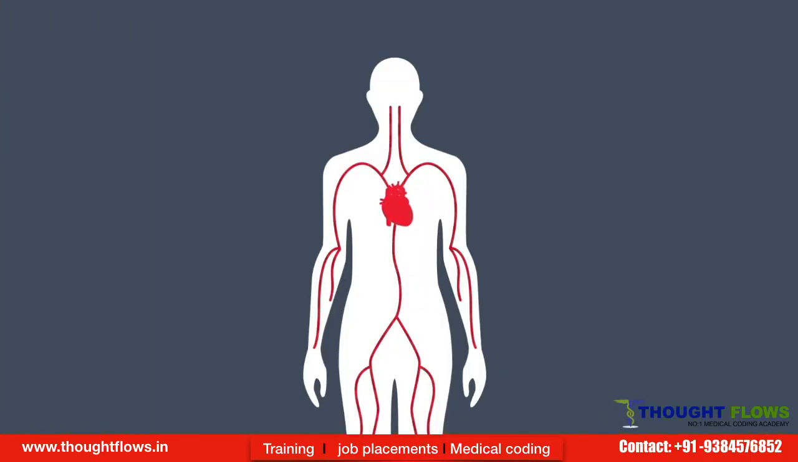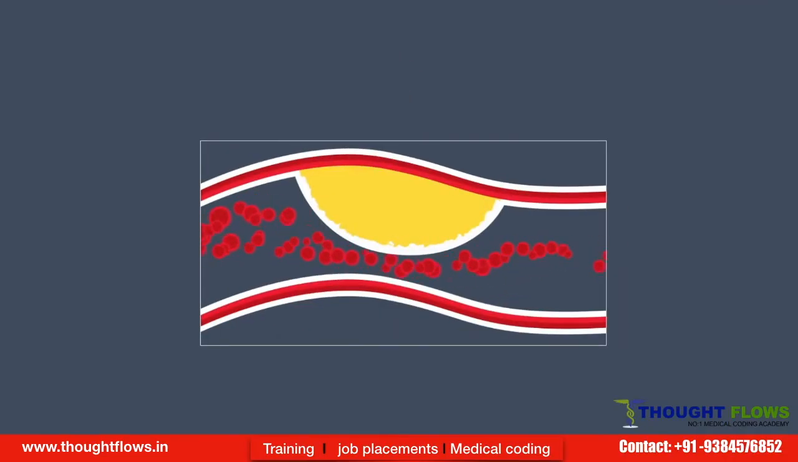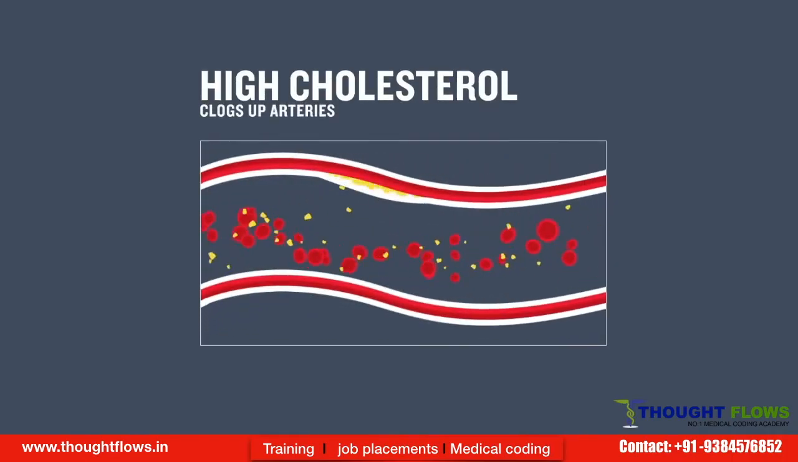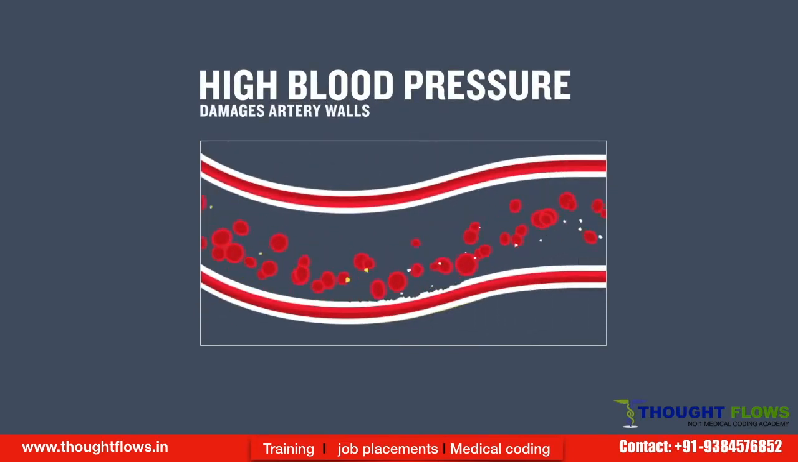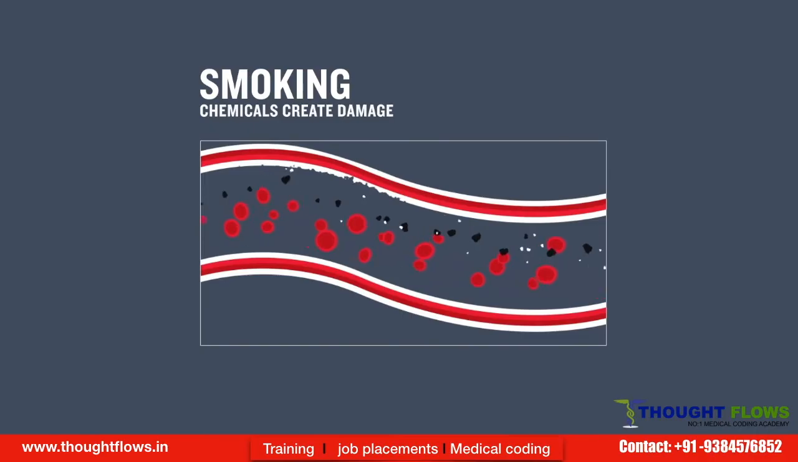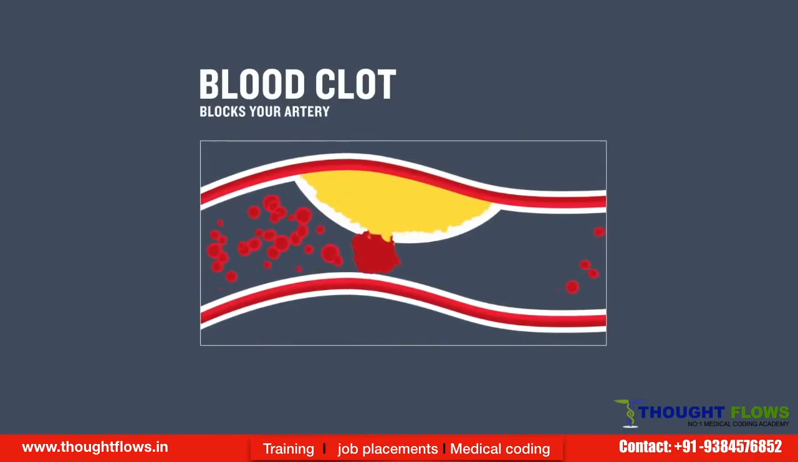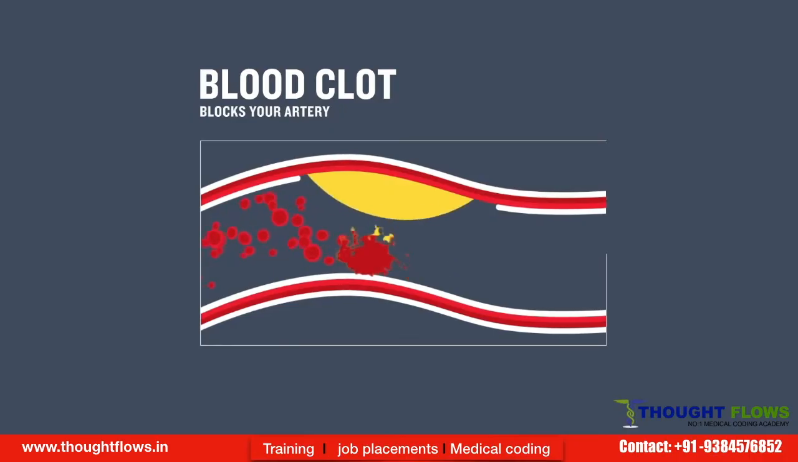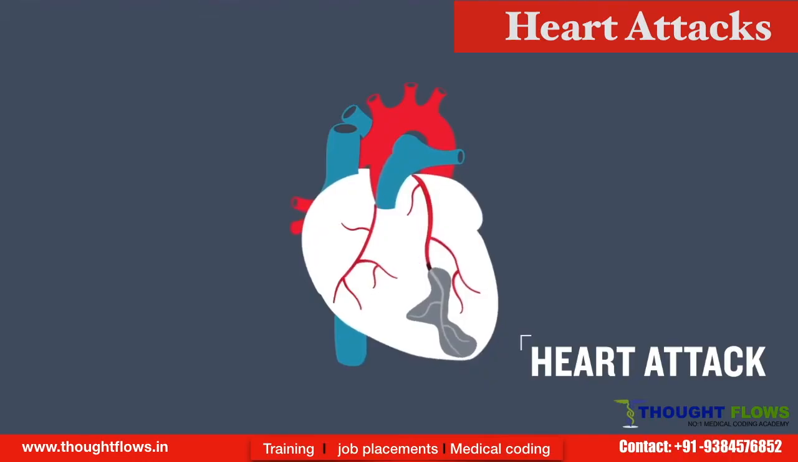Most cardiovascular diseases are caused by blockages or narrowing of coronary arteries. High cholesterol forms fat or plaque inside the arteries. High blood pressure, normally called hypertension, damages the arterial walls and blocks the flow of blood. Even smoking releases chemicals into the arteries that damage the walls of arteries, and formation of blood clots completely blocks or restricts the flow of blood. All the above reasons block the flow of blood, which results in heart attacks.